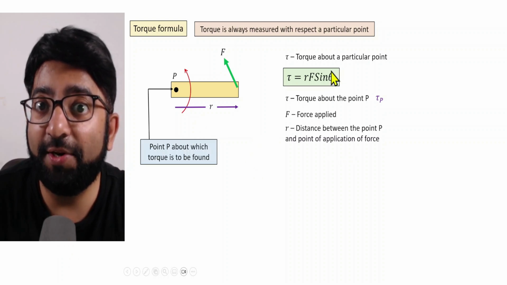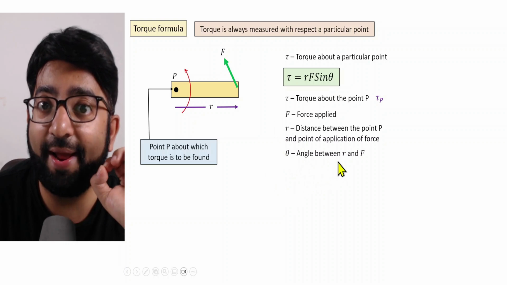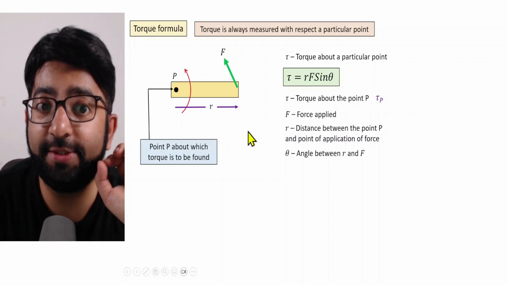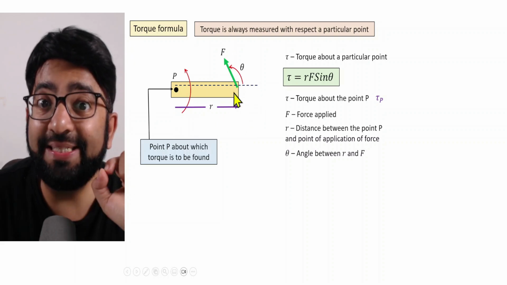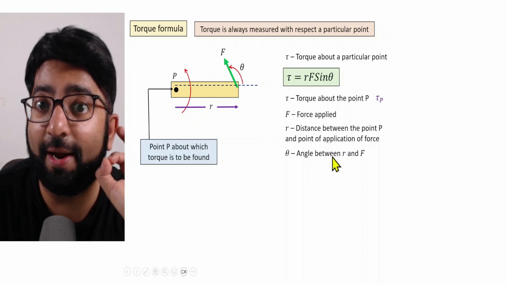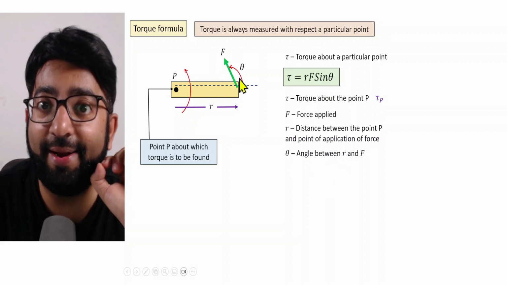And finally, we have theta. What does theta stand for? Theta is the angle between R and F. So the direction of force is over here and the direction of R is here. If I draw a dotted line parallel to R passing through the point of application of force, this particular angle will be that angle which we require for this formula. So theta is the angle between R and F.